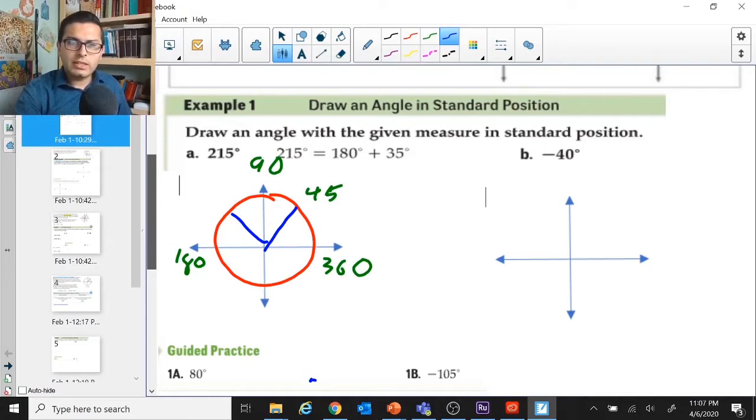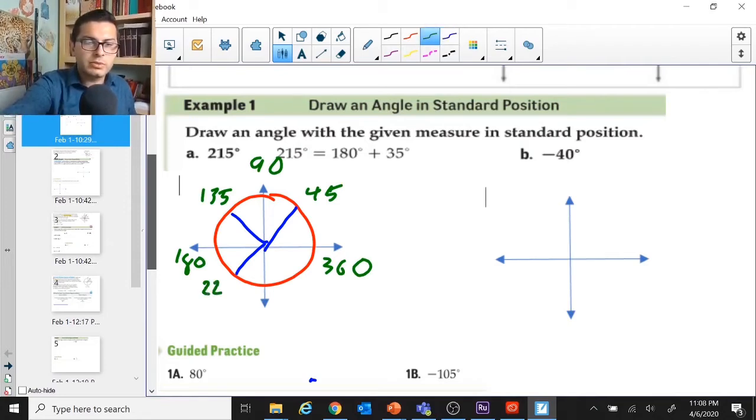So if I have 90 here and I add a 45, that would be whatever this angle is right over here. That will be 135. Now I have 180 here. I'm going to add another line. And what is that one going to be? Again, it's just going to be 180 plus another 45 degrees. So that is going to be 225. That will be that angle there.